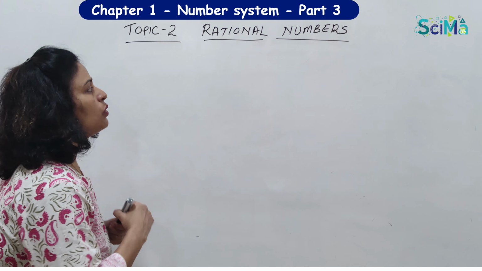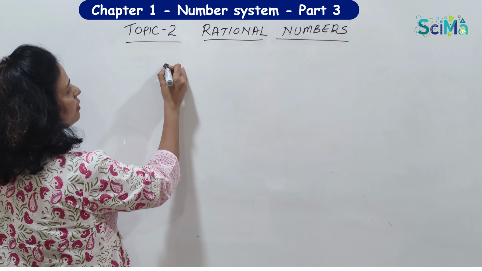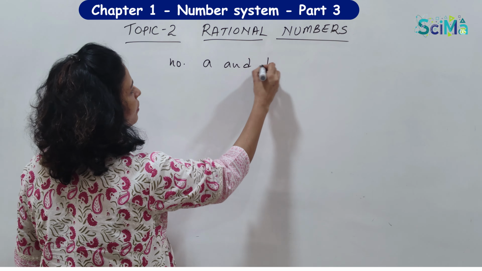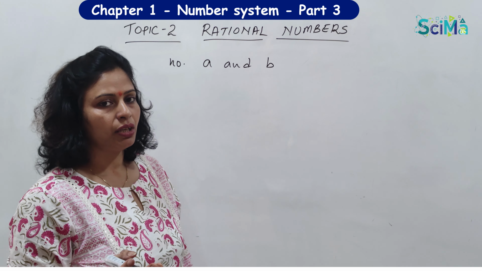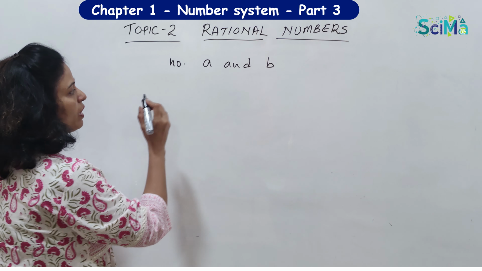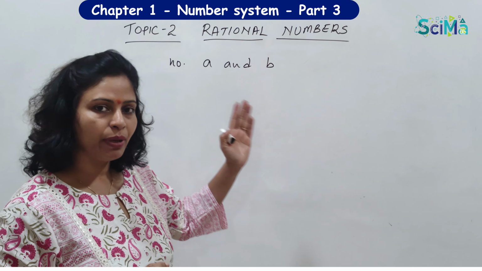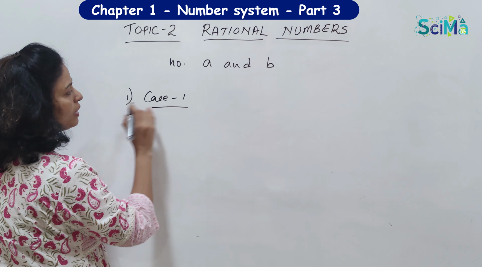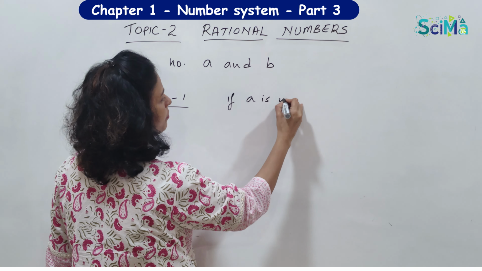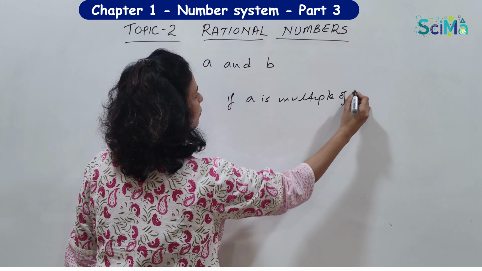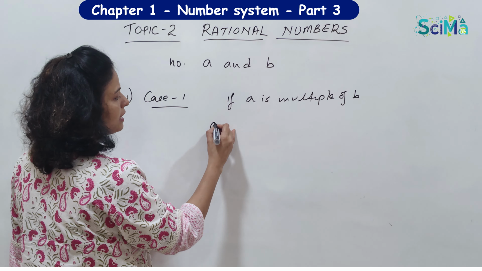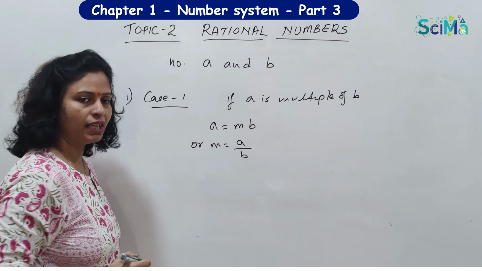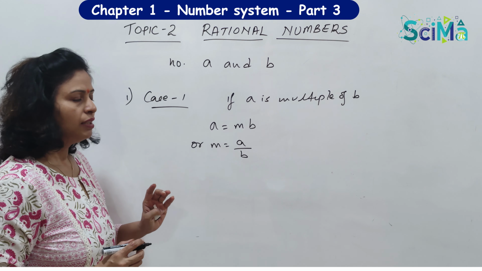Rational numbers. Okay, so let us consider two numbers a and b. Let us consider a and b both are, say, positive integers. When we divide a by b, we see two cases. Case 1: if a is a multiple of b, I can write this as a is equal to mb, or m is equal to a by b. If I say that a is a multiple of b, I get some answer m.